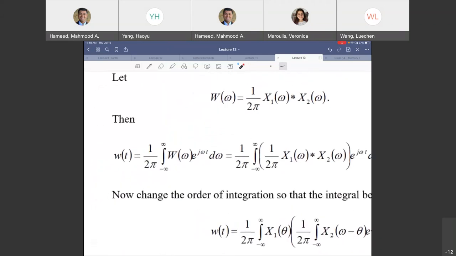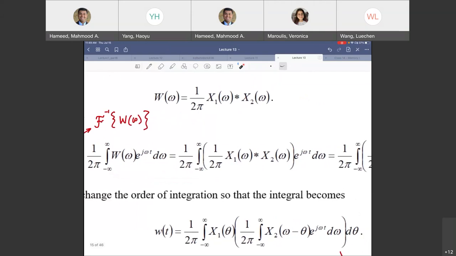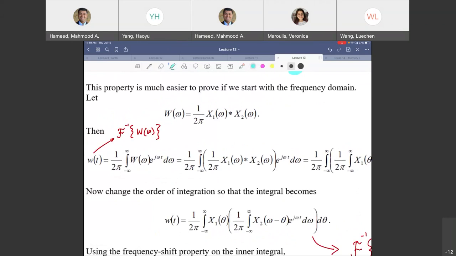So what can we say about the inverse Fourier transform? w of t is the inverse Fourier transform of capital W of omega. We can use the formula for that: 1 over 2 pi, integration over all omega, W of omega e to the plus j omega t d omega. We know this from before. Now let's substitute. For W of omega, we substitute whatever we had earlier, the convolution of two signals. All the other things remain as is.